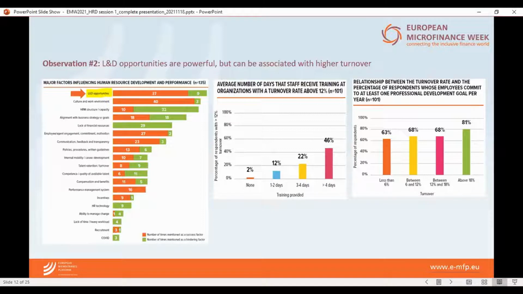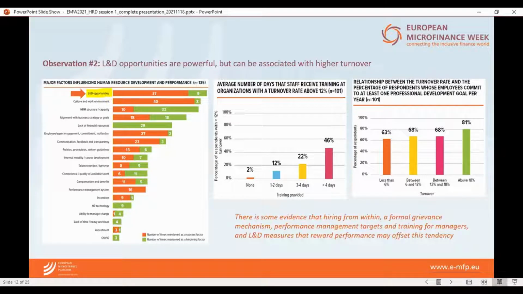Analyzing these results, we found 4 HR practices that seemed to make a difference. First, hiring from within. Second, having formal grievance mechanism. Third, performance management techniques, targets and training for supervisors. And fourth, L&D measures that reward performance. You'll see those listed on the slide.